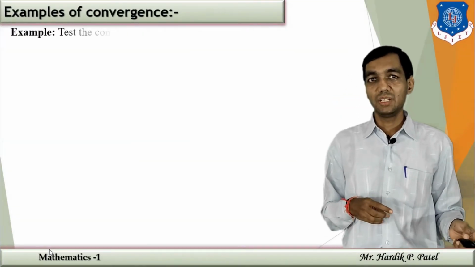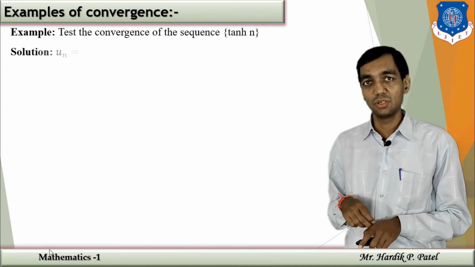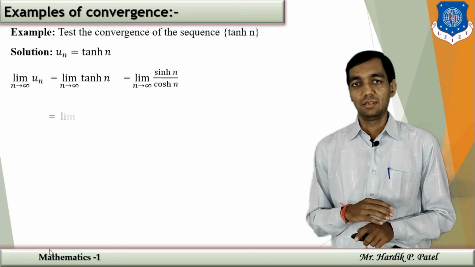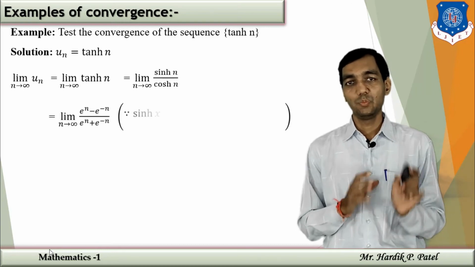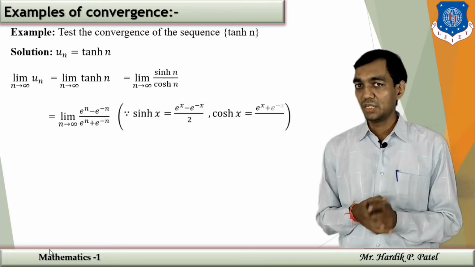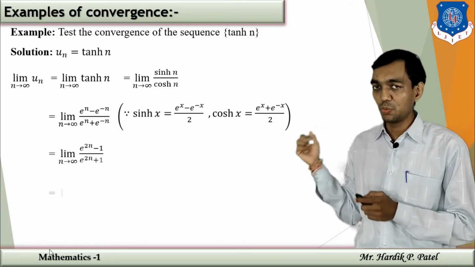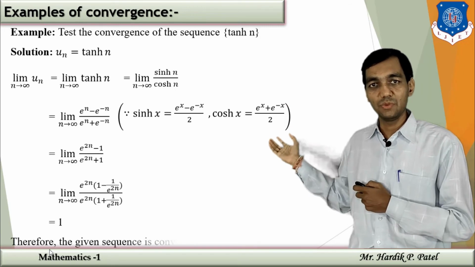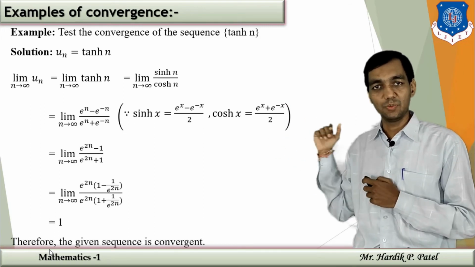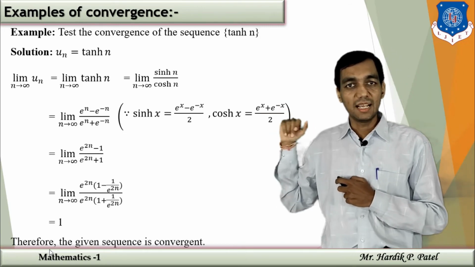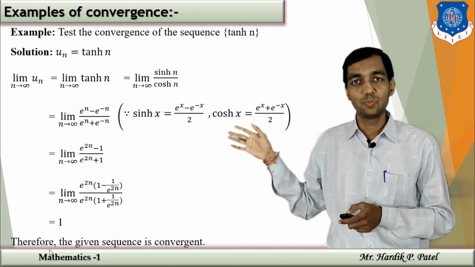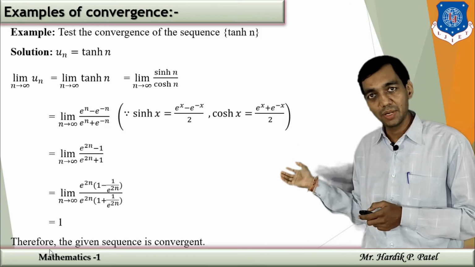Now the next example is to test the convergence of the sequence tan hyperbolic n. The first thing: you have already learned the simple trigonometric functions, but here we have defined the hyperbolic function. Now what is the hyperbolic function? In a bracket we have defined the sine hyperbolic and cos hyperbolic functions. Now what is sine hyperbolic x? Sine hyperbolic x is nothing but e raised to x minus e raised to minus x, divided by 2.